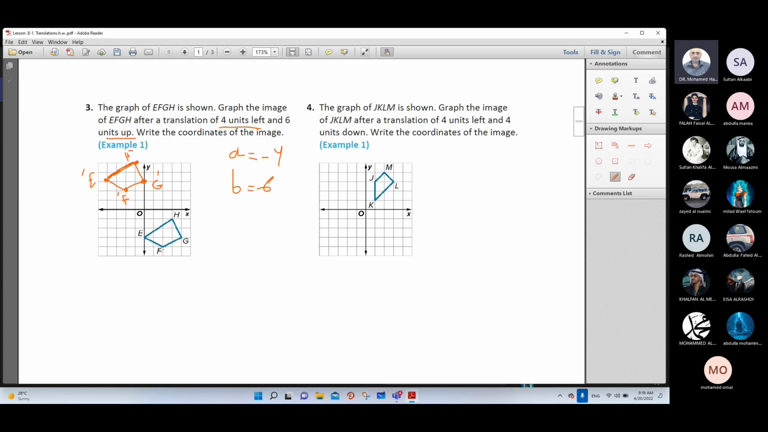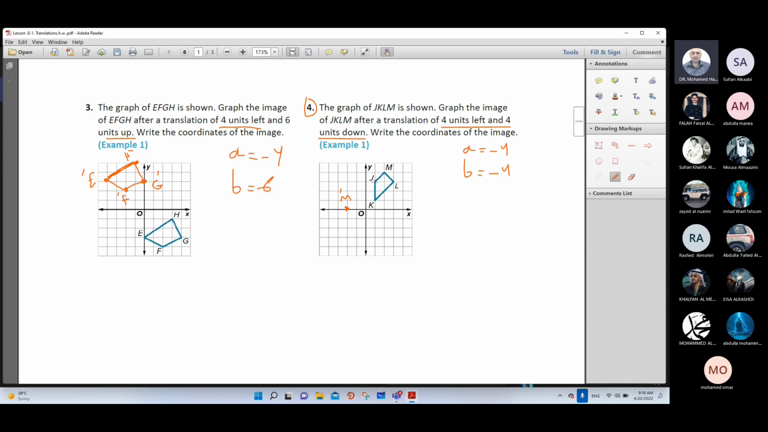Okay, Milad, can you read number 4, please? The graph of JKLM is shown. Graph the image of JKLM after a translation of 4 units left and 4 units down. Thank you, Milad. Okay, so 4 units left means A equals minus 4, and 4 units down, B also equals minus 4. So this is M, 4 units left, 1, 2, 3, 4, and 4 units down, 1, 2, 3, 4. So this is M prime.